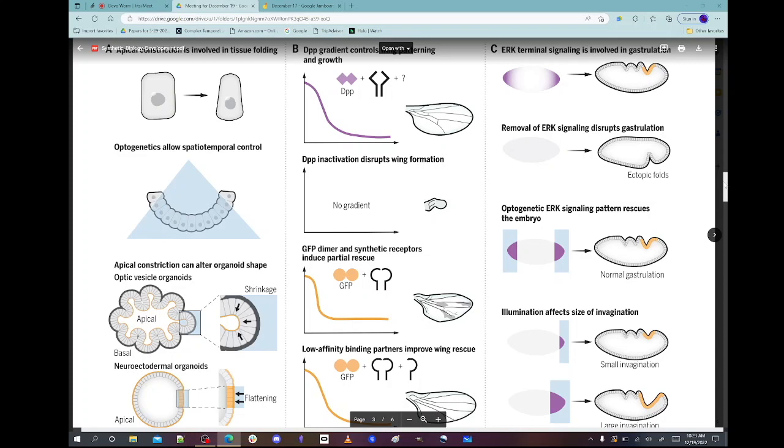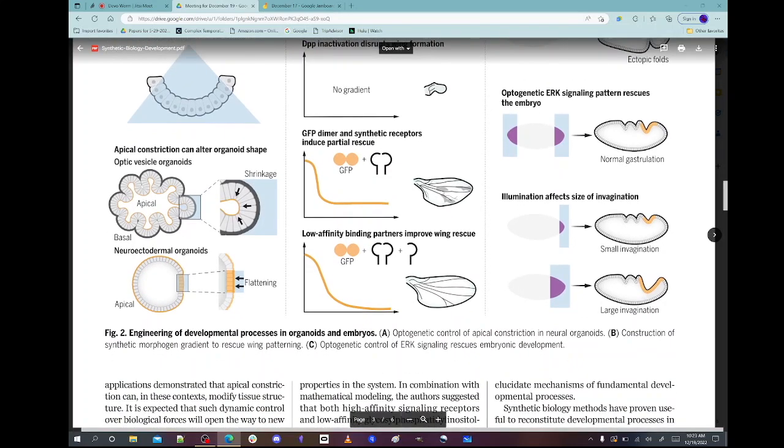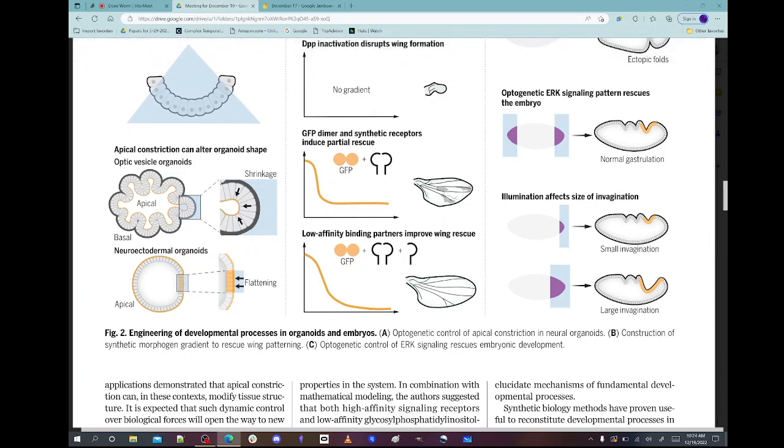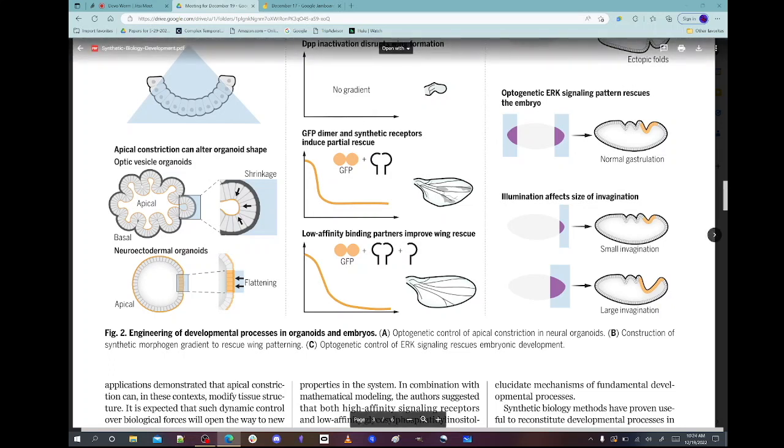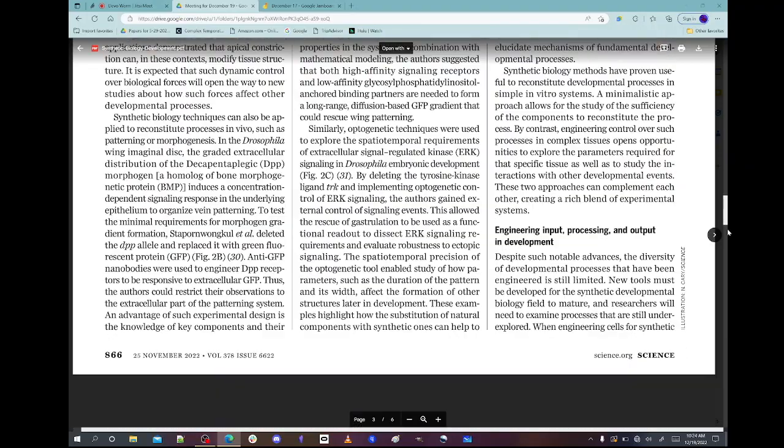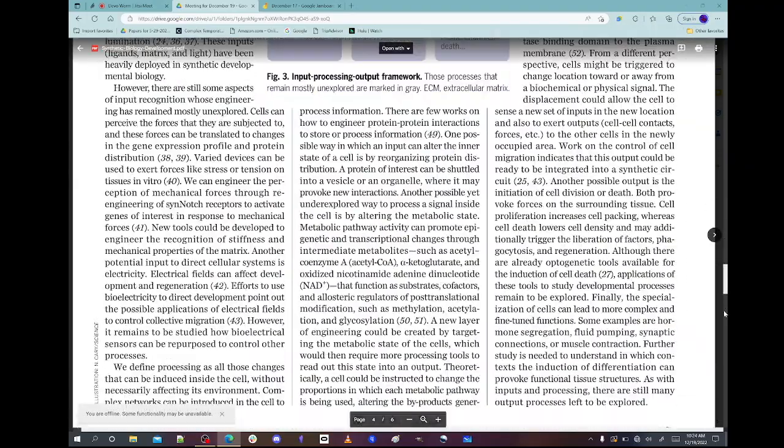But we can also use apical constriction to alter organoid shape, and these are organoids here where you have some putative morphogenesis going on, and you can actually refine some of this by applying some of these techniques to an organoid. So here's an optic vesicle organoid, which has some putative morphogenesis along the edges, and you can actually shrink different parts of the organoid, and you can actually shape this organoid in ways that you couldn't before. And so neuroectodermal organoids, you have a similar process where you can flatten this circular morphology. So you can actually form shapes. You can actually encourage morphogenesis and move it along. So this is an interesting review.